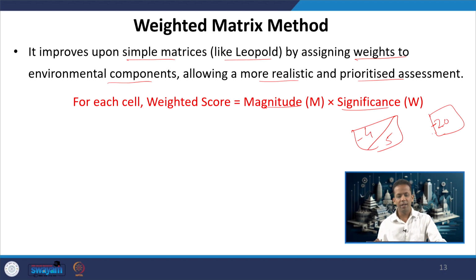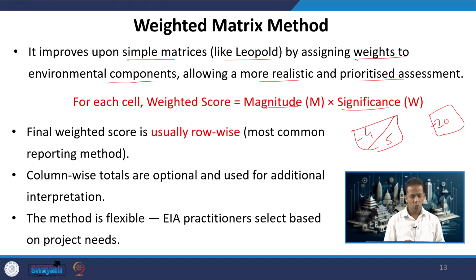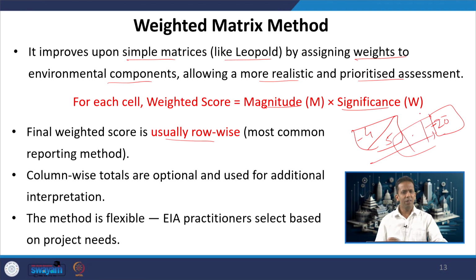Okay. That is the entry into the weighted matrix method. So, final weighted score is usually again row wise. Once we have individual cells like this in a matrix, the final would be the addition of all the entries row wise. But unlike in the Leopold matrix method, where irrespective of whether you have projects activities row wise or column wise, the final magnitude and final significance score would be calculated row wise only.